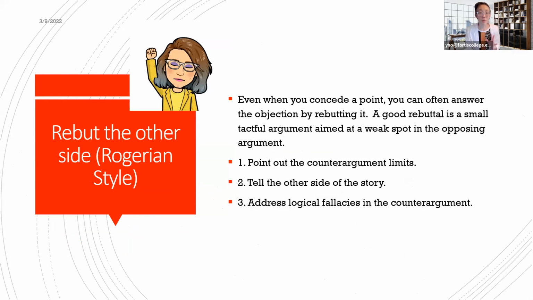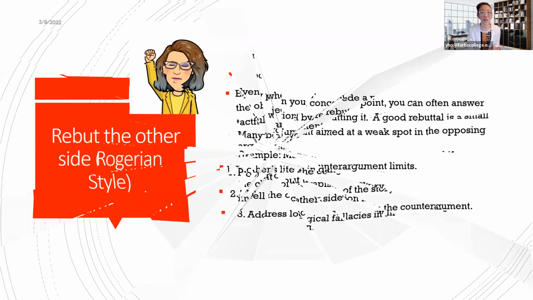So even when you concede a point, how do you write a good rebuttal? You point out the counter-argument's limits. You tell the other side of the story. You address logical fallacies in the other person's argument. In other words, you talk about what's missing in the other person's argument, and how you can argue it better. And then you can give a case study. Betty has something down her throat because she spent a lifetime smoking. And so unlike what the other side says, smoking and vaping is not glamorous and is actually dangerous. So you can tell the other side by having an anecdote or a case study.